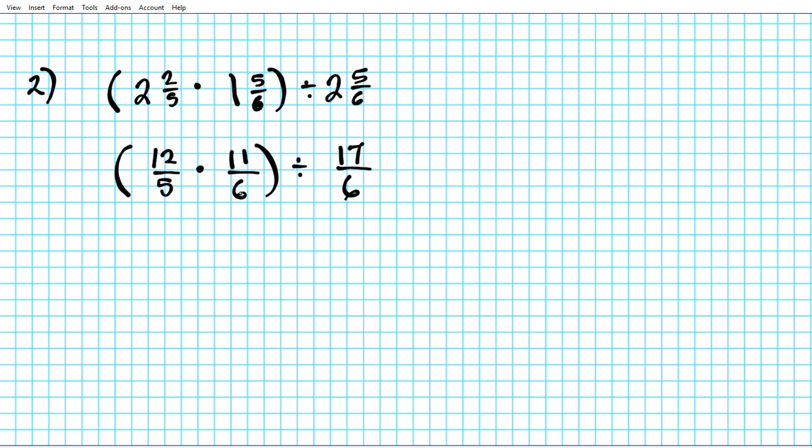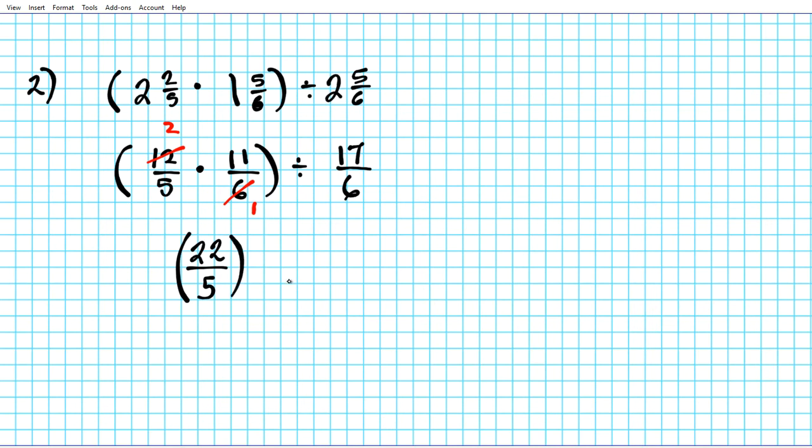The 6 and 12 have a greatest common factor of 6. So 6 divided by 6 is 1, and 12 divided by 6 is 2. No other simplification can be done. 5 and 2 don't have any common factors, neither do 5 and 11. So we are now going to multiply. When you're multiplying fractions, you multiply the numerators and the denominators. So we have 22 over the denominator, 5 times 1, which is 5.